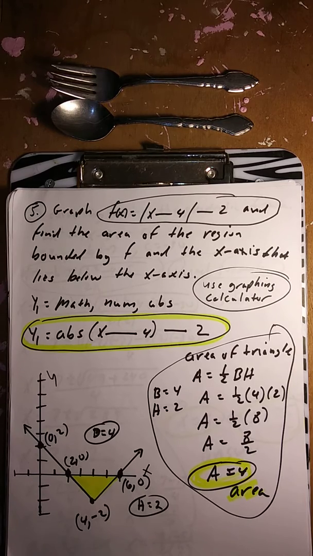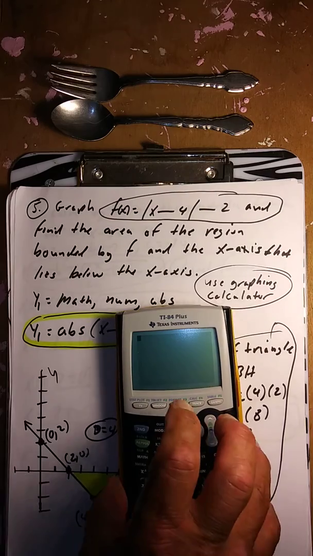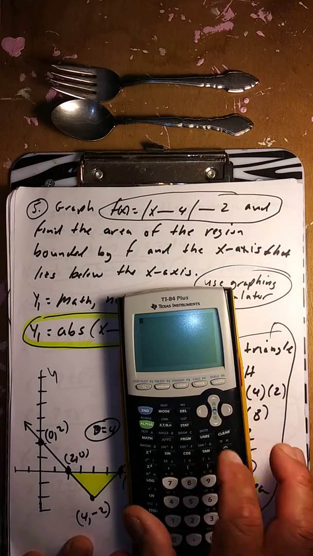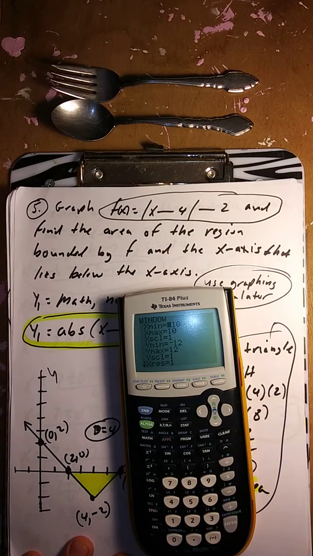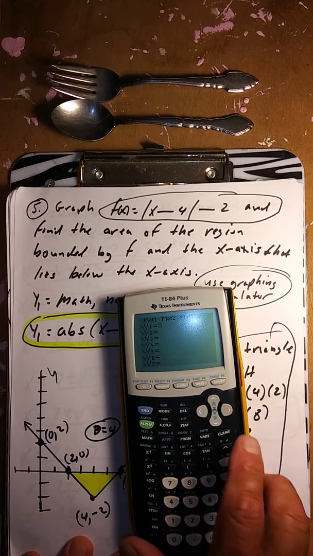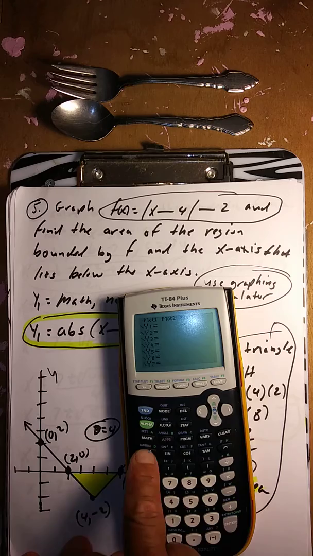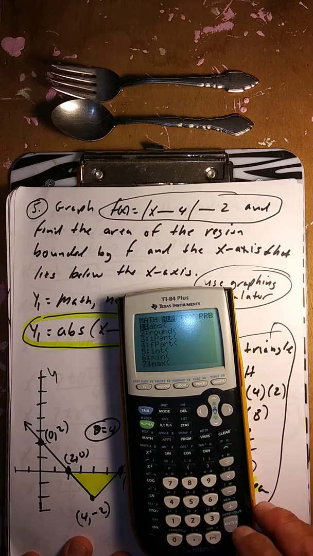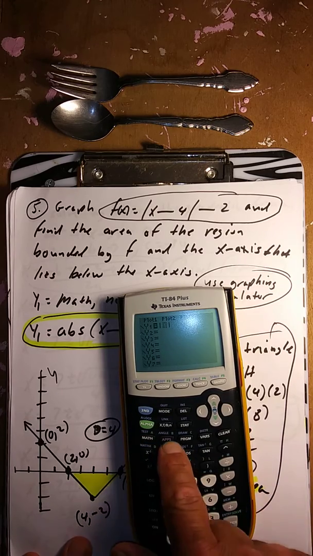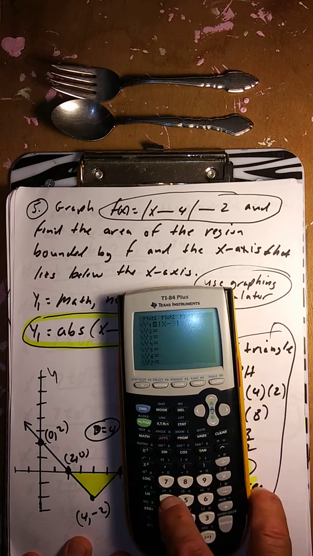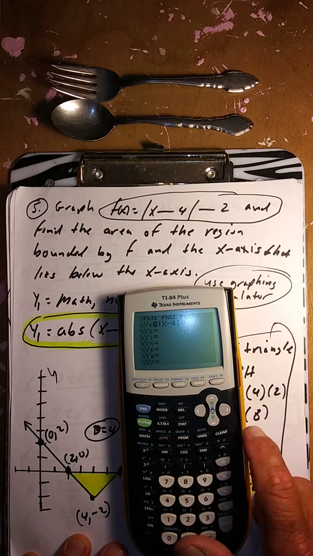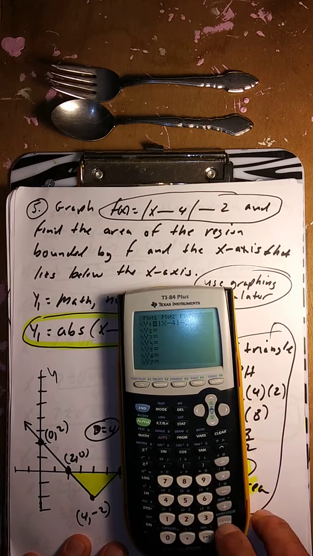Okay, windows, we leave the windows the same. Let's leave windows just like they are. Yeah, that's fine, leave it like that. So now, y. We're going to put in the function because it's math, number. So you're going to go math, number, abs. I'm going to put x minus 4, get out of there, and negative 2, enter. Okay, so it's ready to go.